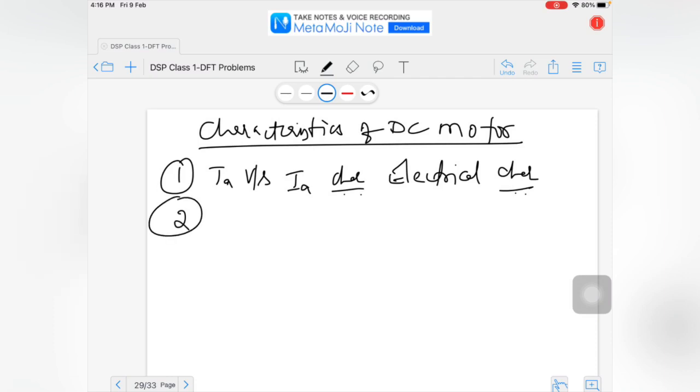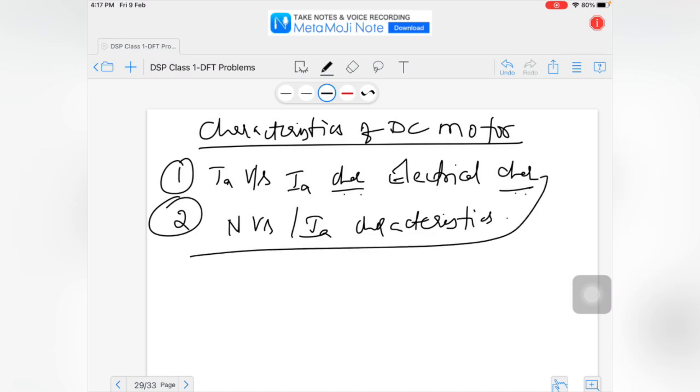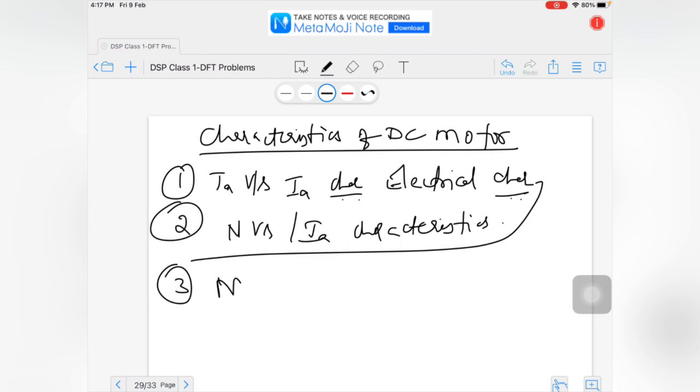The second characteristic is also electrical, that is speed versus armature current characteristics. These two are called electrical characteristics. And the third characteristic is called mechanical characteristics, that is speed versus armature torque. Both are related to mechanical rotation, therefore it is called mechanical characteristics.